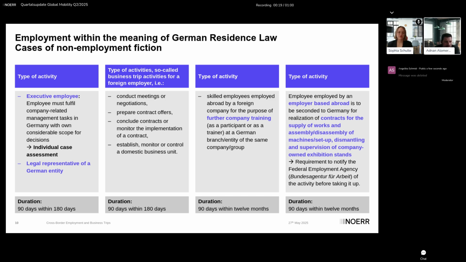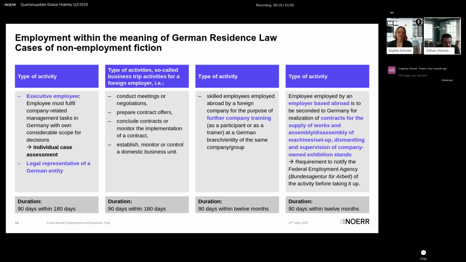The last case for today, which we will discuss, is an employee employed by an employer based abroad. Again, this employee is to be seconded to Germany for realization of contracts for the supply of works, assembly of machines, dismantling, and supervision of company-owned exhibition stands.